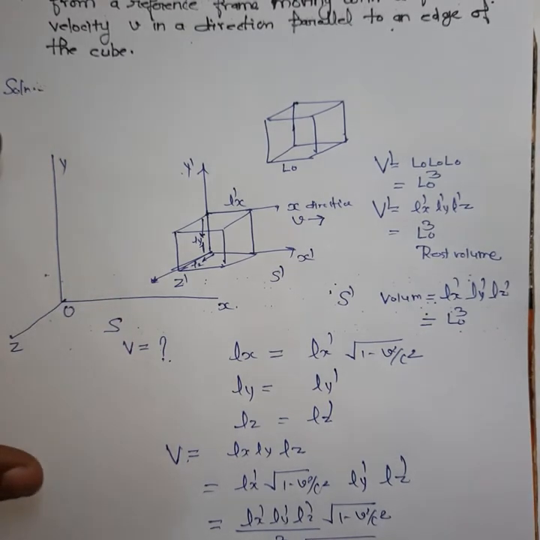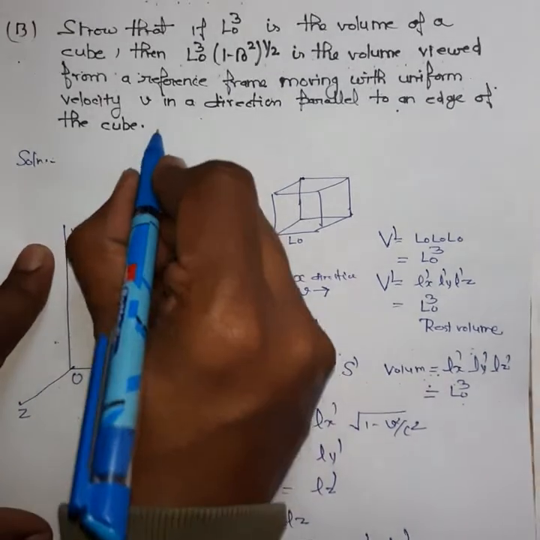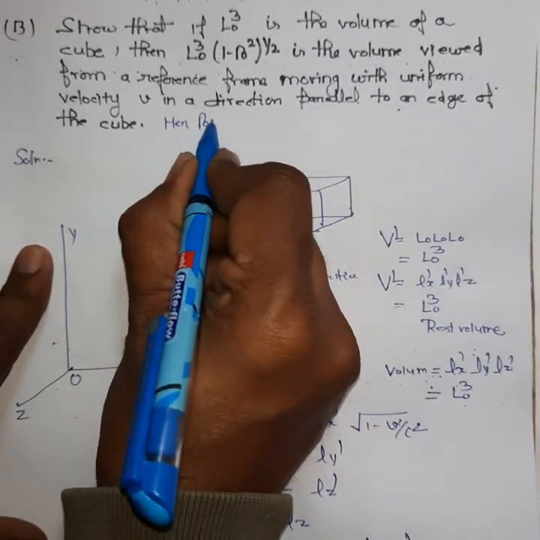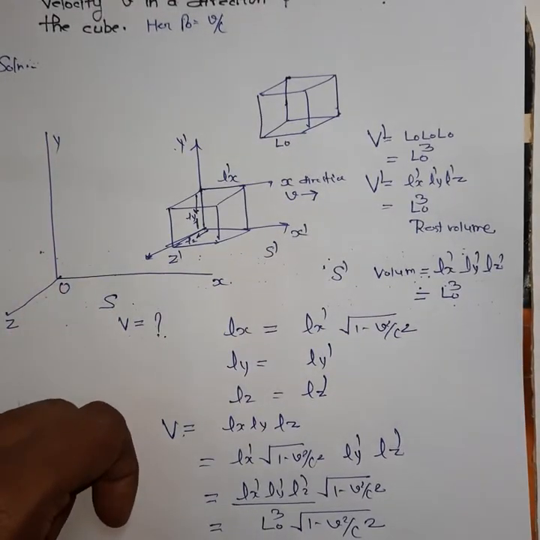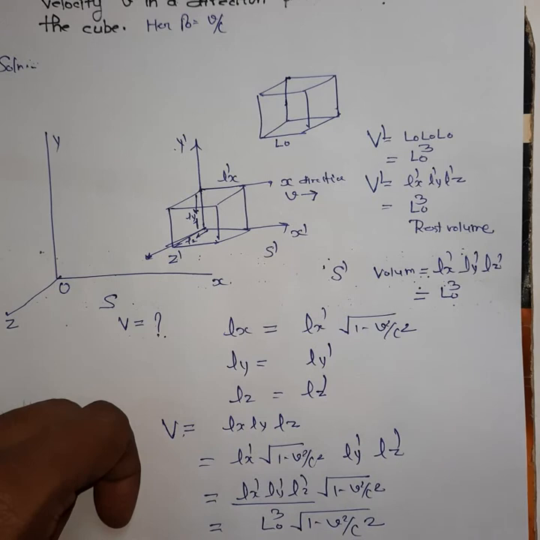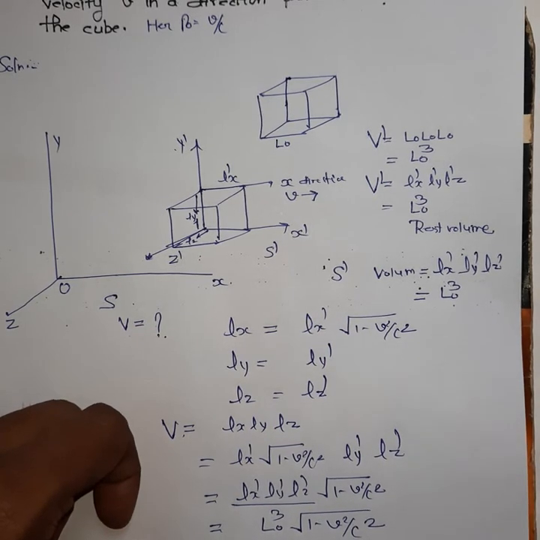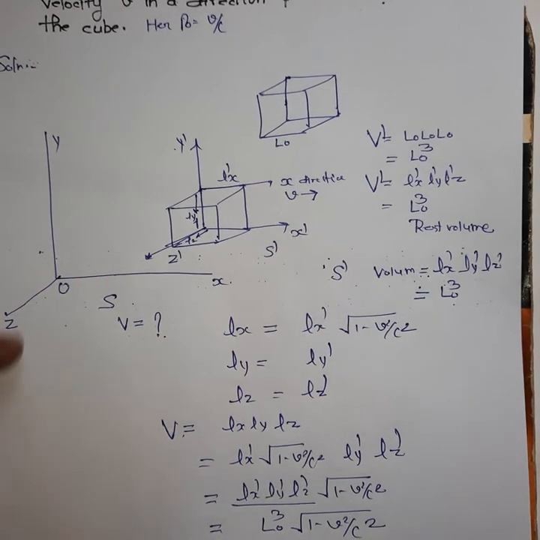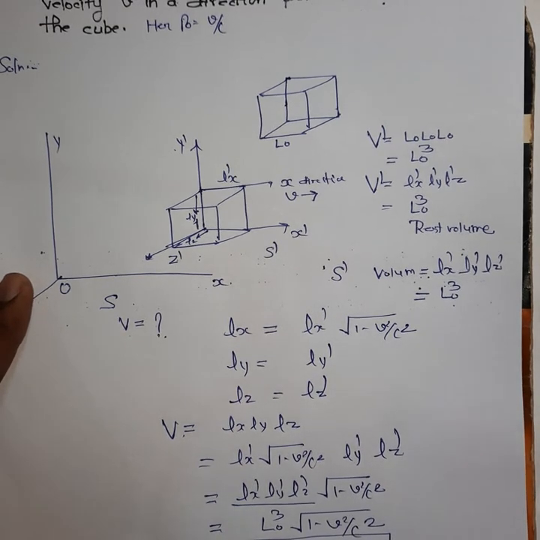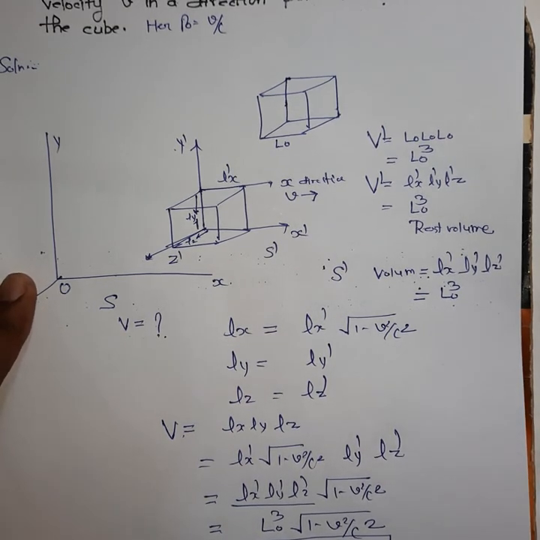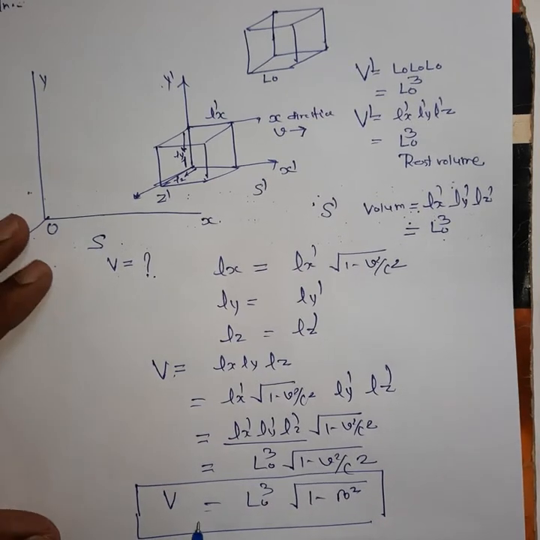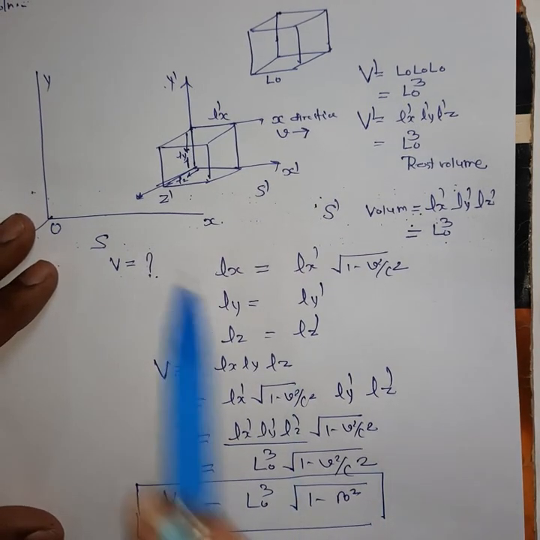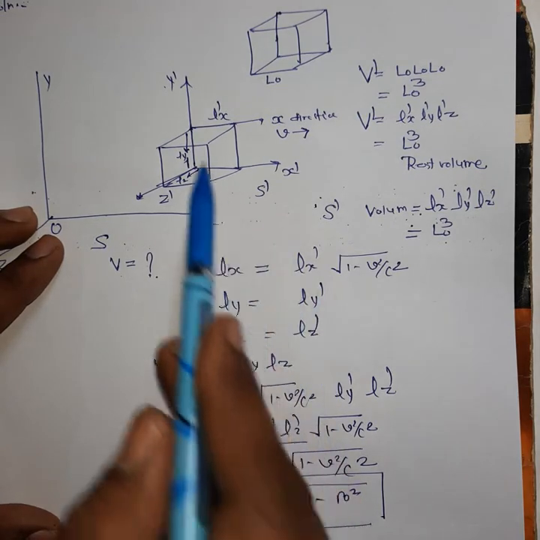And what is beta? Beta is v by c. So you can write it like L naught cube multiplied by the square root of 1 minus beta square. So this is the volume viewed by a frame of reference relative to which this cube is moving with velocity v. So V is the volume viewed by the frame of reference relative to which S dash is moving.